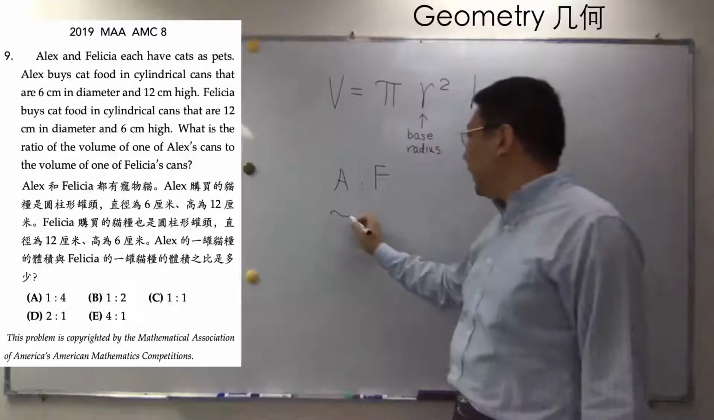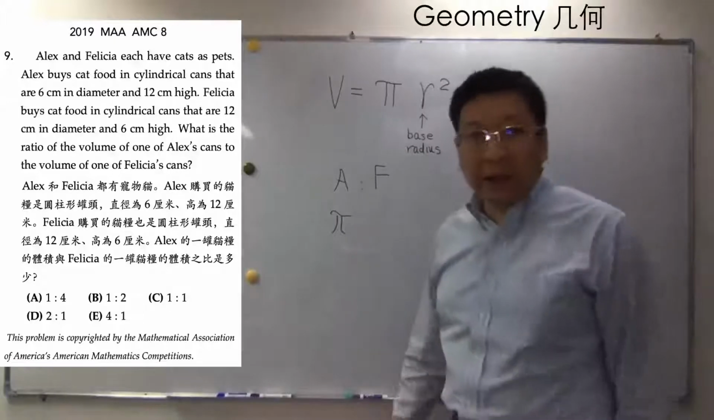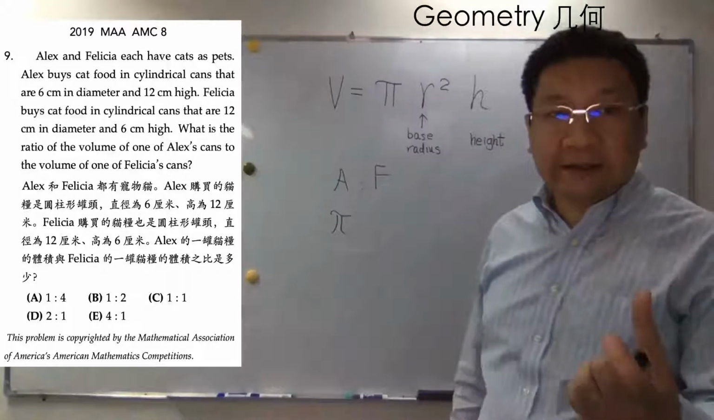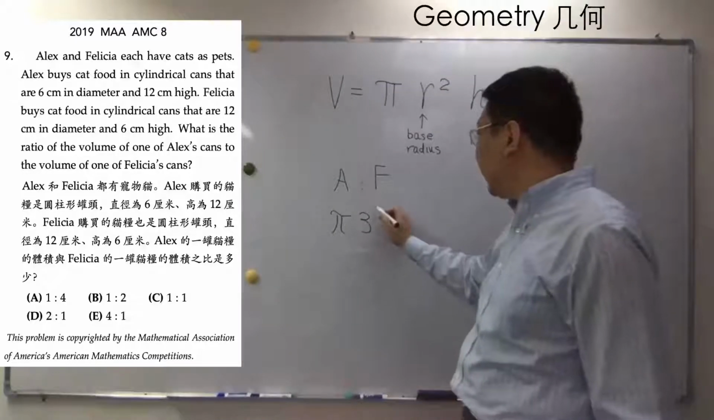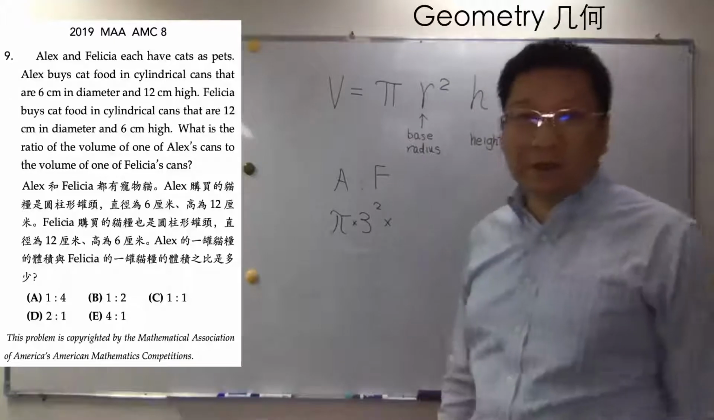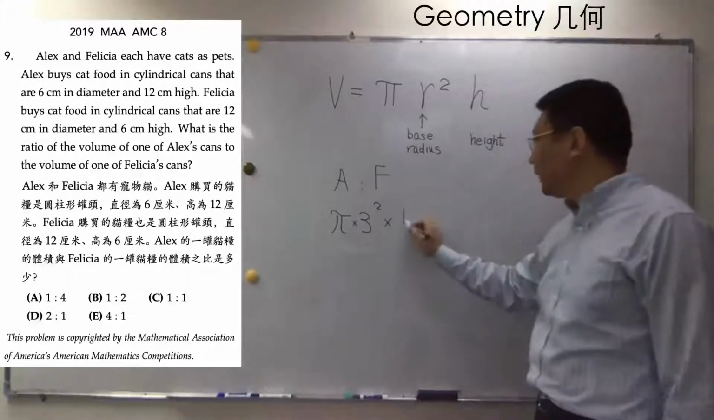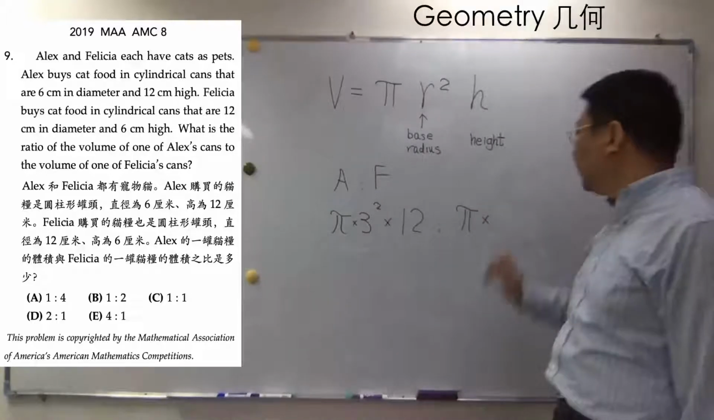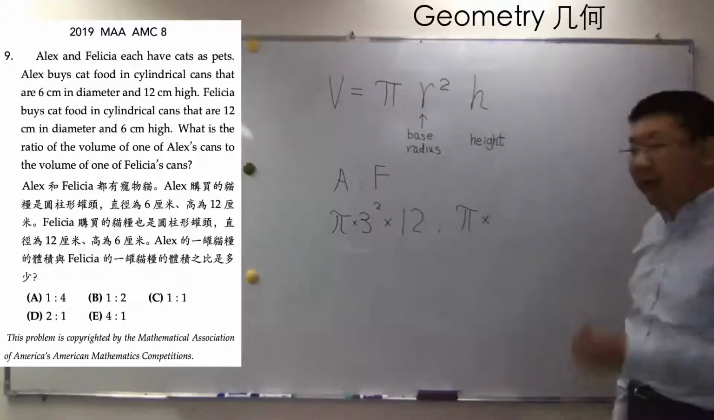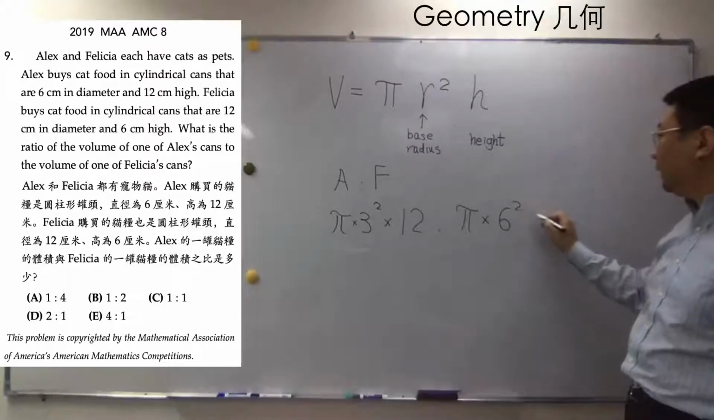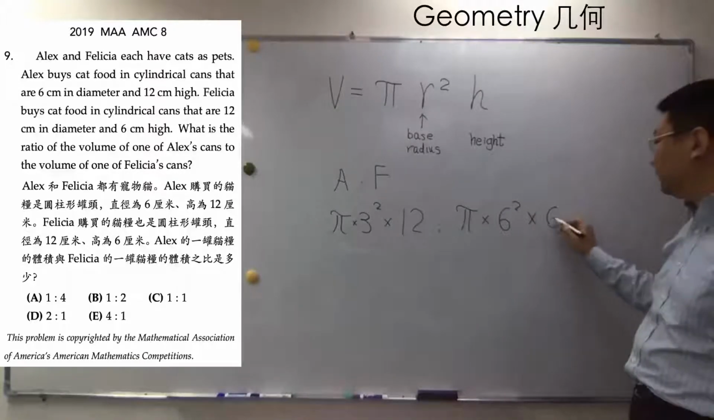So we want to know the volumes of these 2 cylinders. Of course, we have pi. For the first one, the diameter is 6, so the radius is 3. So pi times 3 squared, then times the height, which is 12. For the next cylinder, we also have pi r squared, but this time 12 centimeters is the diameter, so the radius is 6, so 6 squared, and then times 6.